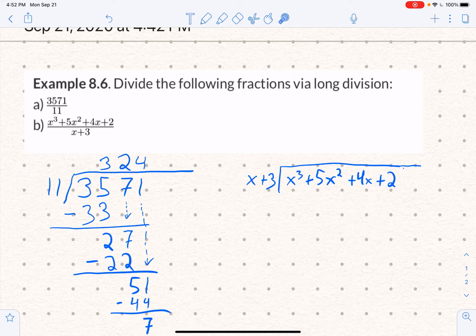The way that we begin is we look here, and in fact, it's simpler than in the case of numbers because we only care about the first term out here, the x, and we want to know how many times it goes into x cubed. The right way to think about it is, what do you have to multiply this by to get x cubed? And the answer is you multiply x by x squared. That's what gets you x cubed, because when you multiply x squared times x, you add the exponents, and you get your x cubed. Okay, so this is the number that goes on top.